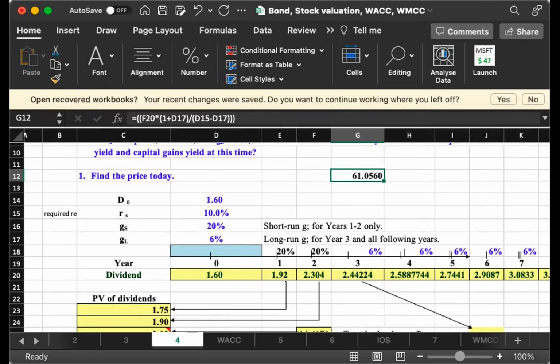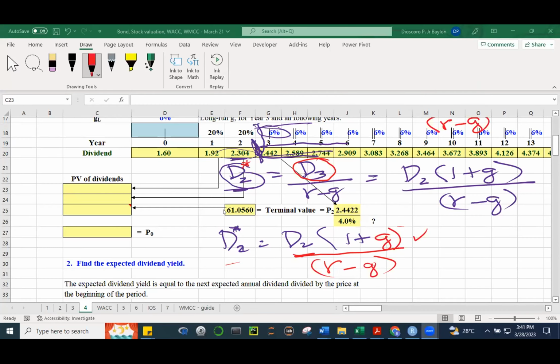Okay, so the answer is 61. Andito na, class, oh. Okay, so let's do this. We want to replace all of your cash flows from dividends from year 3 up. Now, why are we replacing D3, dividends from year 3 up to infinity? Because that's the period where your constant growth rate begins. From year 3 up, your constant growth begins, 6%.